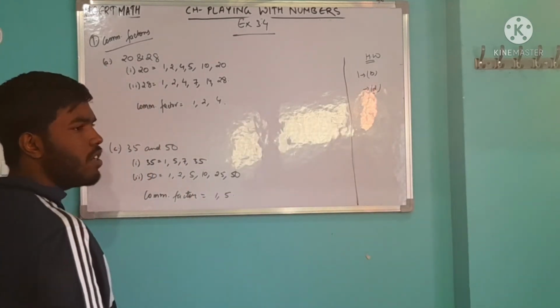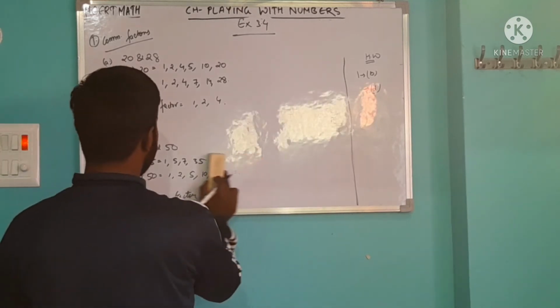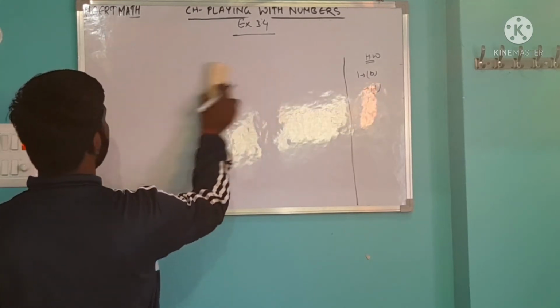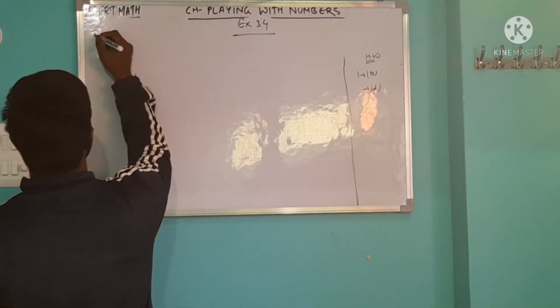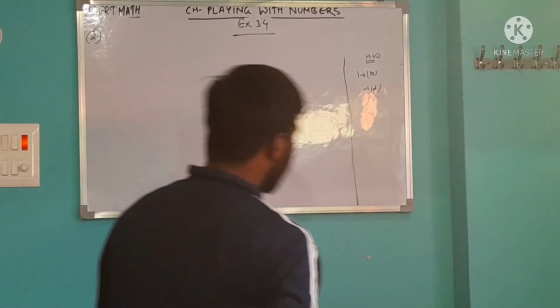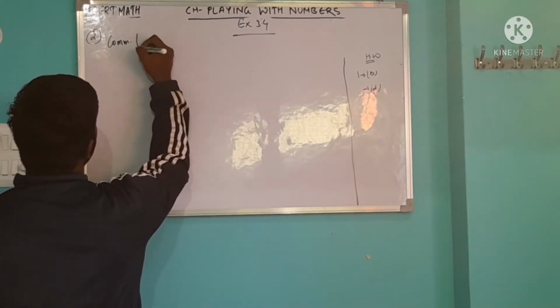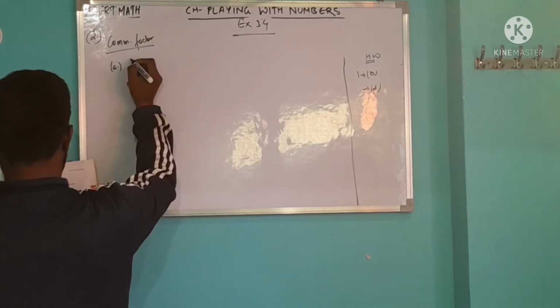We solved our first and third part. Second and fourth part is your homework. Try it yourself, which will give you confidence in solving questions. For the second question, we again need to find the common factors, but in the previous question we had only two numbers, and here we have three terms.